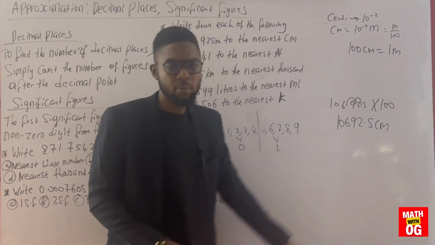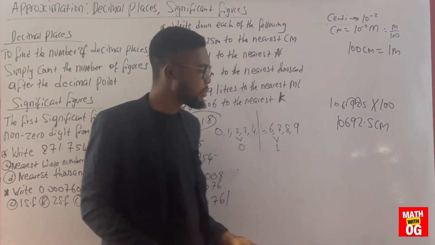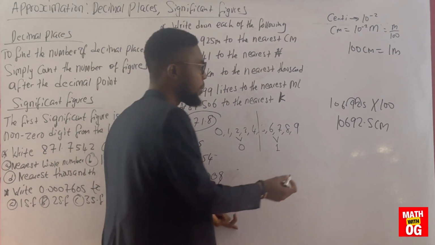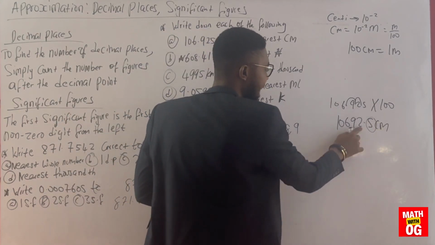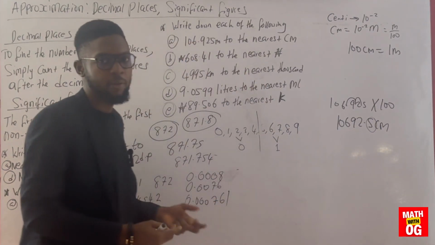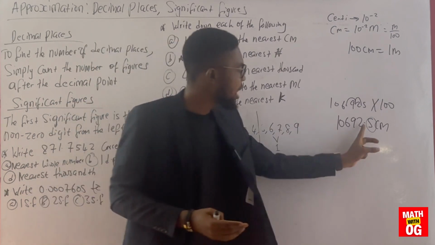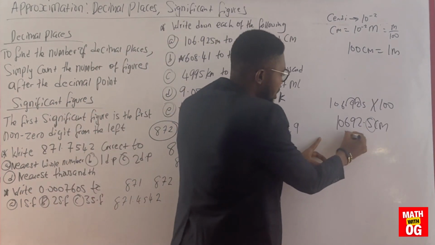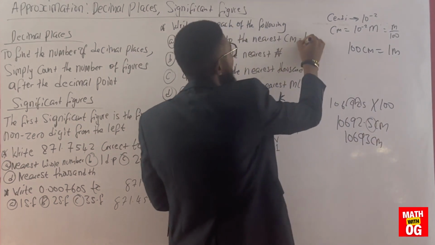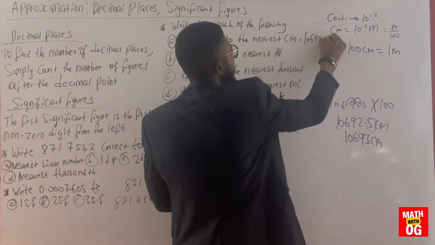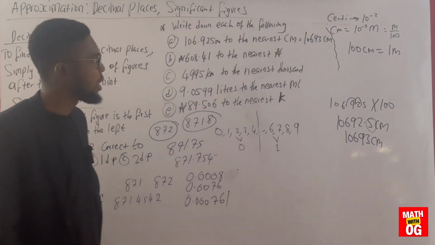10692.5 centimeters. Now we have to change this to the nearest whole number in centimeters. The whole number I have here is 10692. Now approximate the next digit after the whole number, that is 5. 5 does not round down to 0, rather it rounds up to 1. So add that 1 to this 2. So this will give us 10693 centimeters. So the answer here is 10693 centimeters. That's the answer to question number 1.